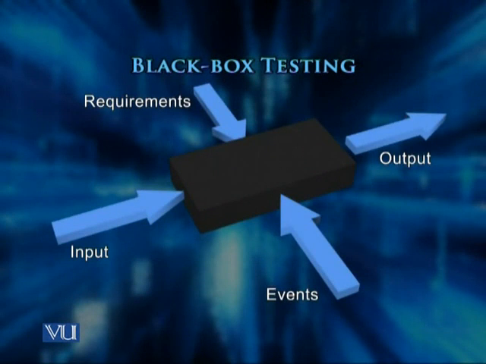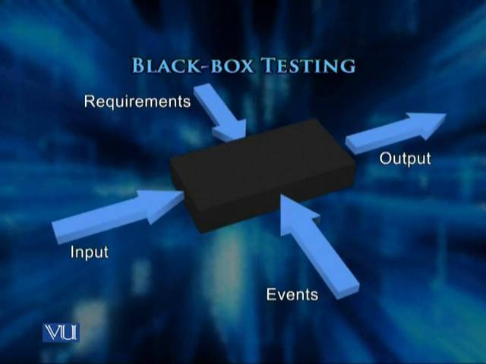In this picture, you can see that there are inputs coming into the box, and then there are outputs produced by the box. And there are certain events and requirements that are actually controlling this box, but you cannot look inside the box. So what this means is that when you are performing black box testing, you cannot view source code. You cannot read source code. In fact, you do not have access to source code. You cannot look at the data flow. You cannot look at the control flow.